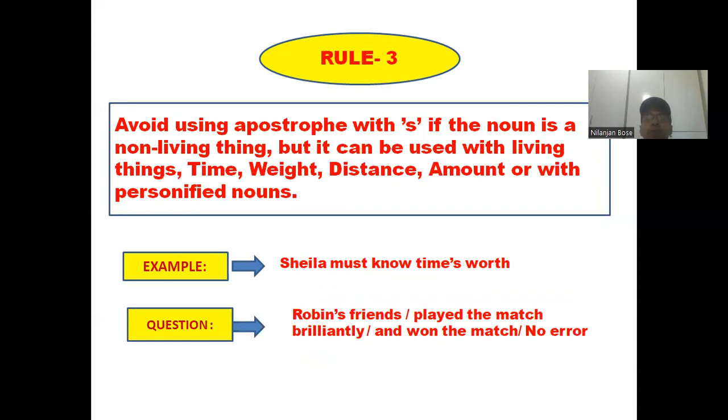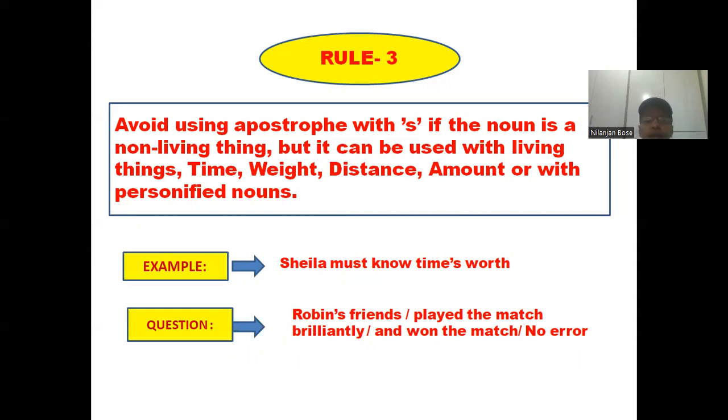Avoid using apostrophe with s if the noun is a non-living thing, but it can be used with living things, time, weight, distance, amount, or with personified nouns. So what is the rule actually saying? The rule is that you should not use apostrophes with a non-living thing, right? But it can be used with a living being and these words which have been written as a rule: time, weight, distance, amount, or with personified nouns.